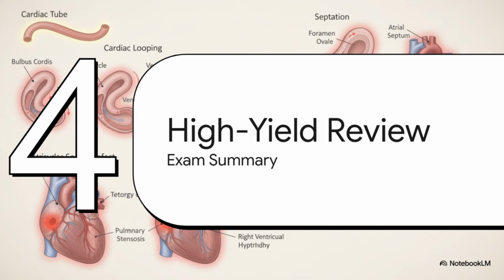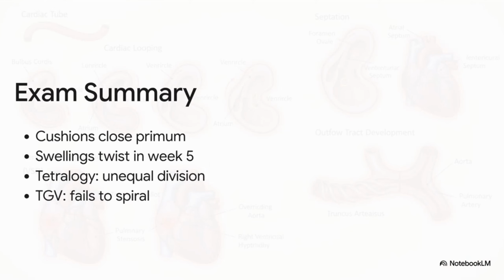Let's wrap things up with Section 5, High-Yield Exam Review. Okay, here is your rapid-fire summary. Lock these in. Number 1. The endocardial cushions close the ostium primum and form the membranous interventricular septum. 2. Truncus swellings must spiral during the 5th week to properly orient the outflow tracts.